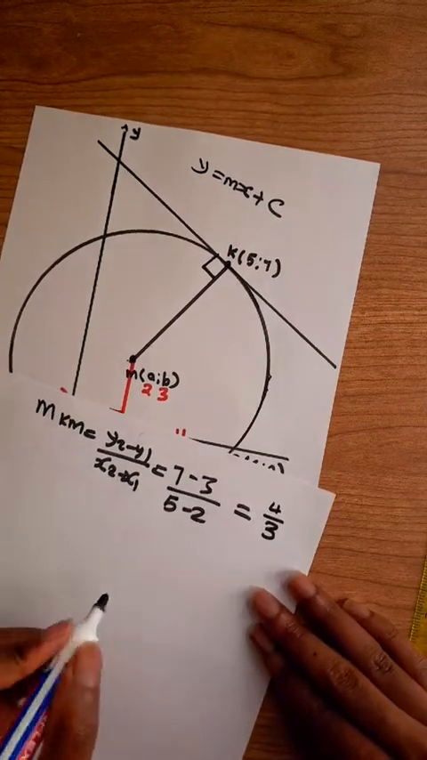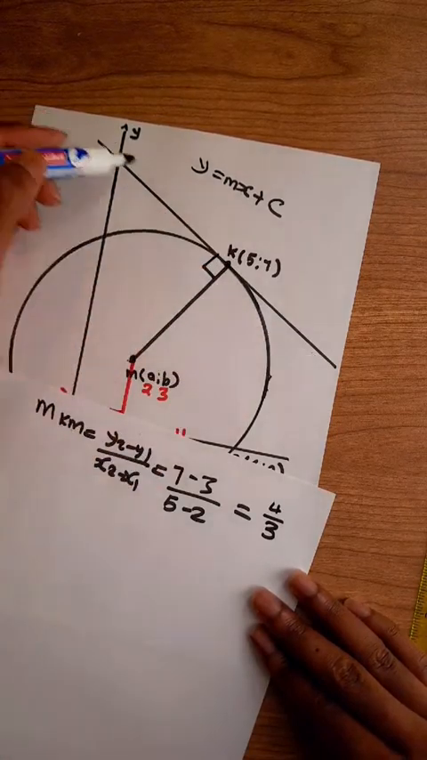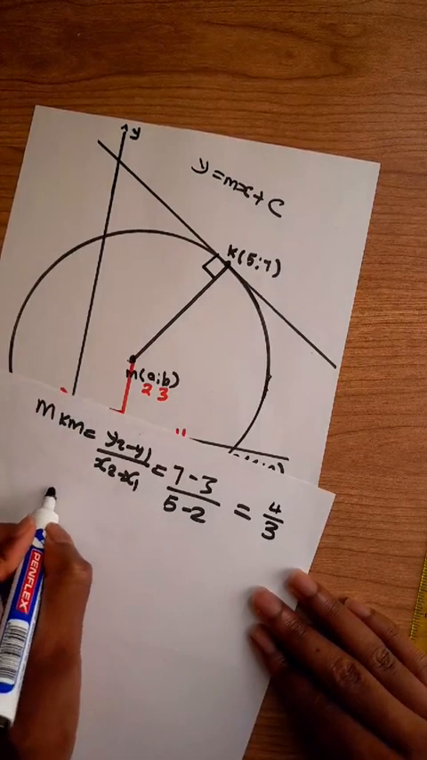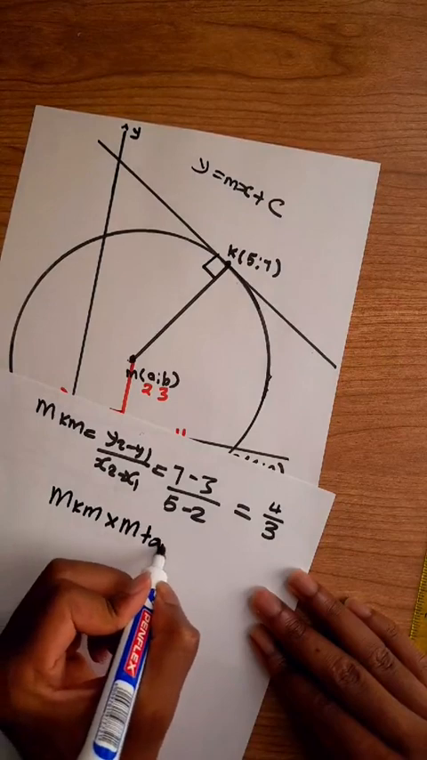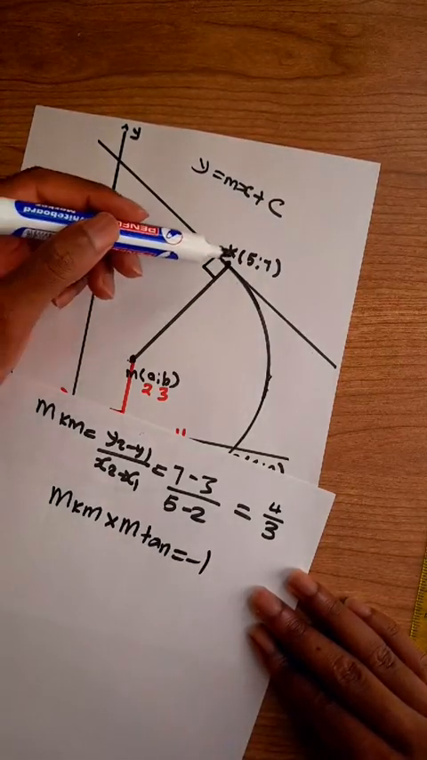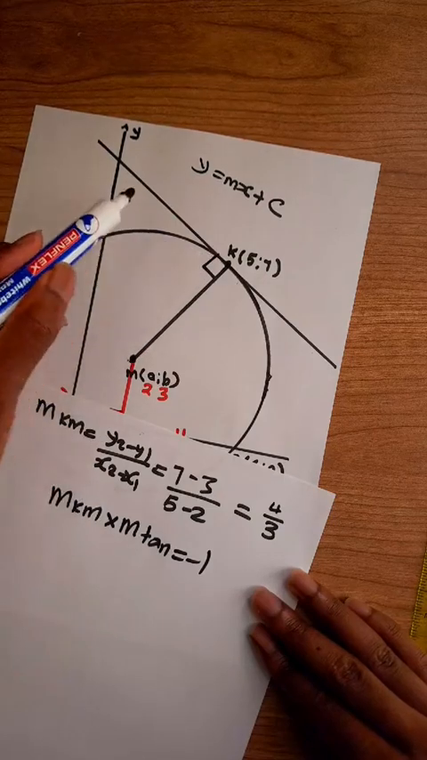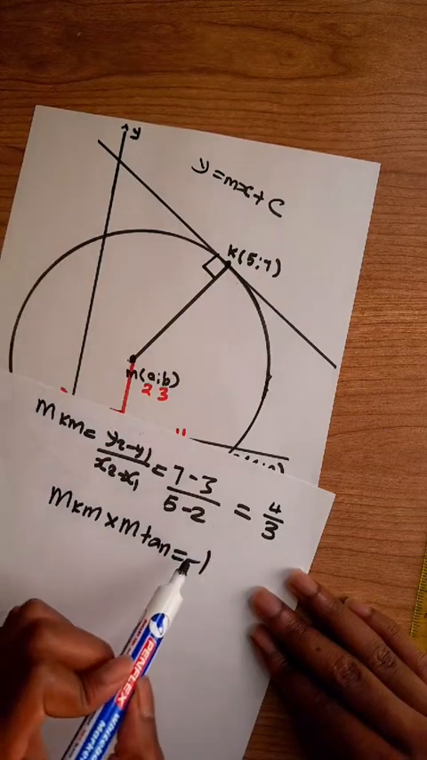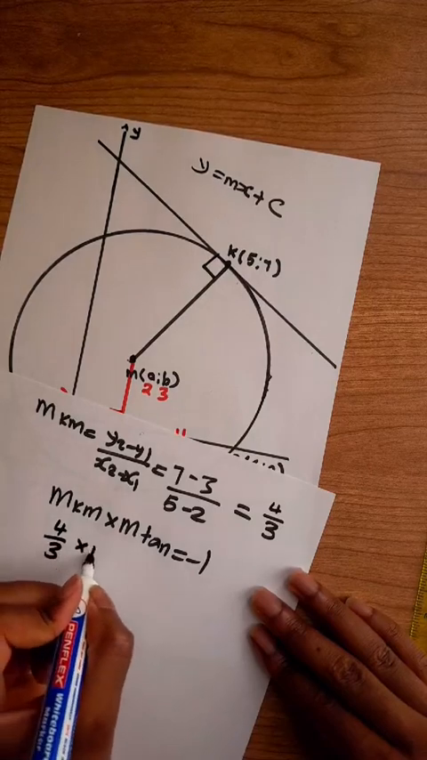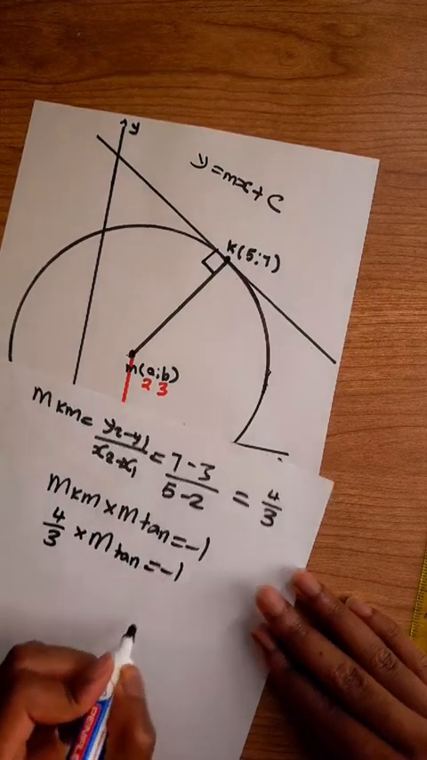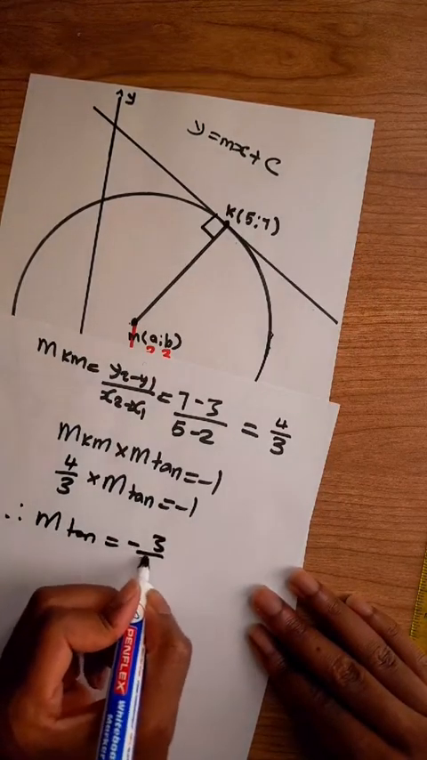Guys, there's actually a law that says if a line is perpendicular to another line, we know that the gradient of KM multiplied by the gradient of the tangent is going to equal -1. Because we're having a 90 degree angle here, if we multiply the gradient of KM with the gradient of the tangent, it is going to give us -1. So since the gradient of KM is 4 divided by 3, we want to find the gradient of the tangent. We know it's going to give us -1. Therefore, the gradient of the tangent is going to be -3 divided by 4.